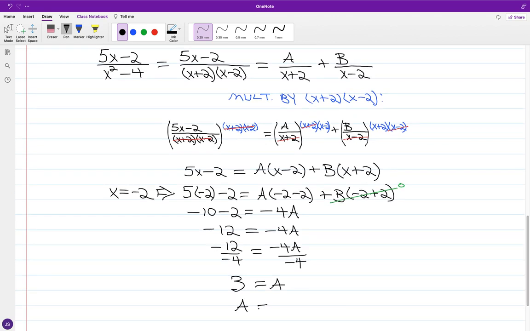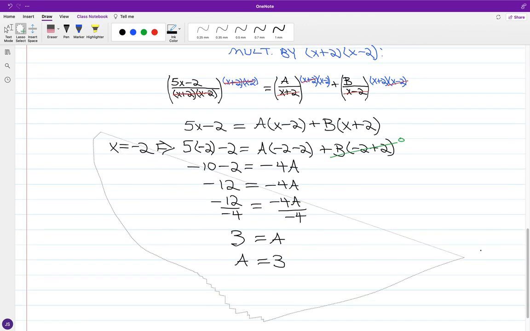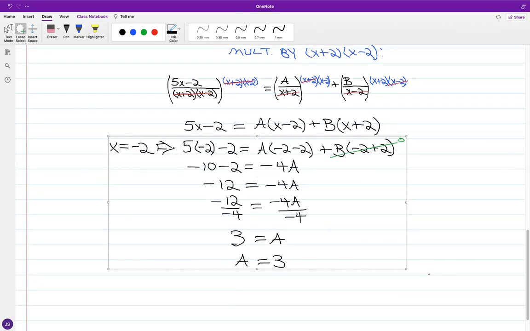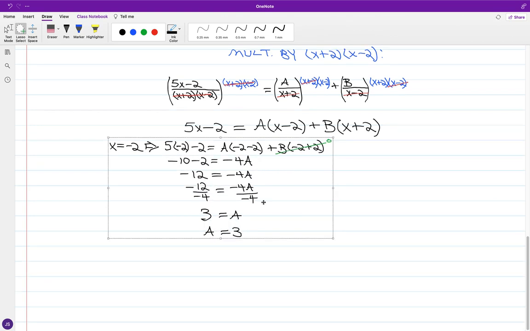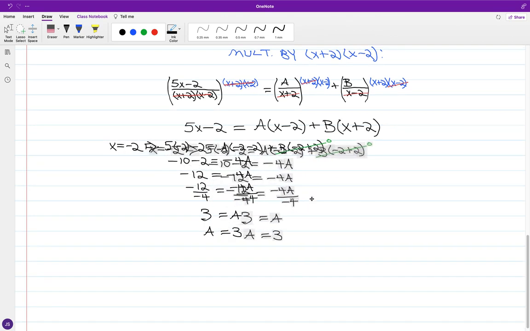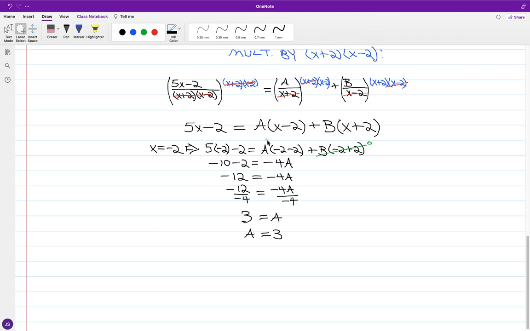Conversely, we have that a is equal to 3. So you have the solution to a, and then switching places in terms of what to eliminate and what to solve for. For solving for b, I can eliminate a by setting x minus 2 to 0, and we'll have that x is equal to 2.